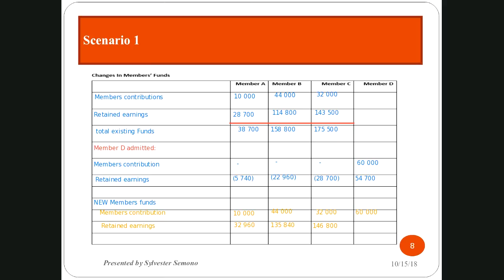Now, remember for now we're separating them. So we're still going to come to the total. I was talking about the retained earnings line. Which amounts are wrong? Okay guys, let's go back to the retained earnings. For A, we had 28,700 less 5,740. So meaning these figures are wrong.